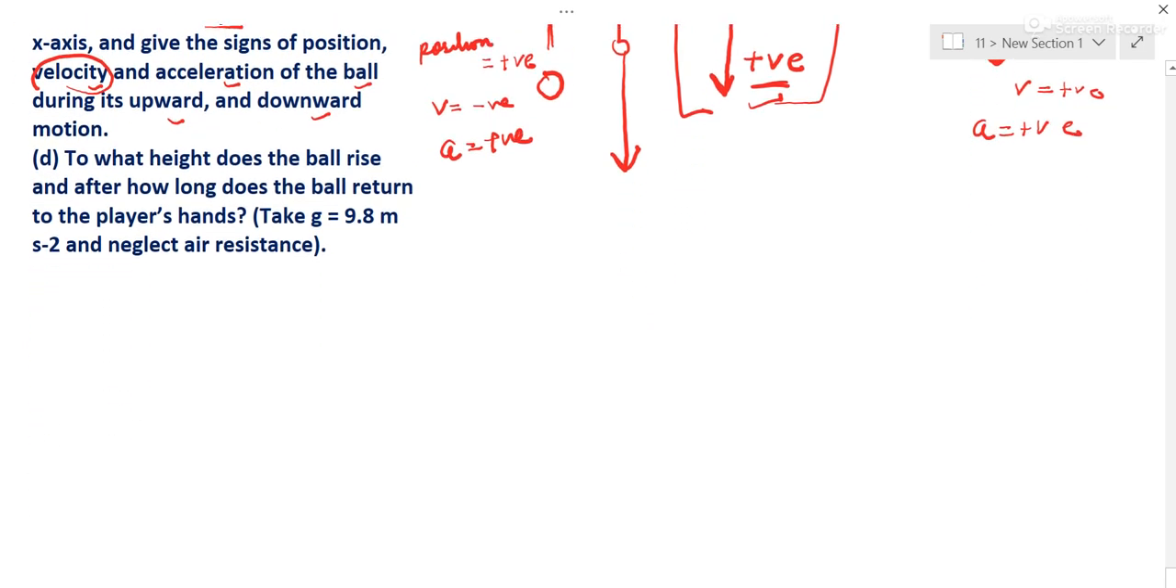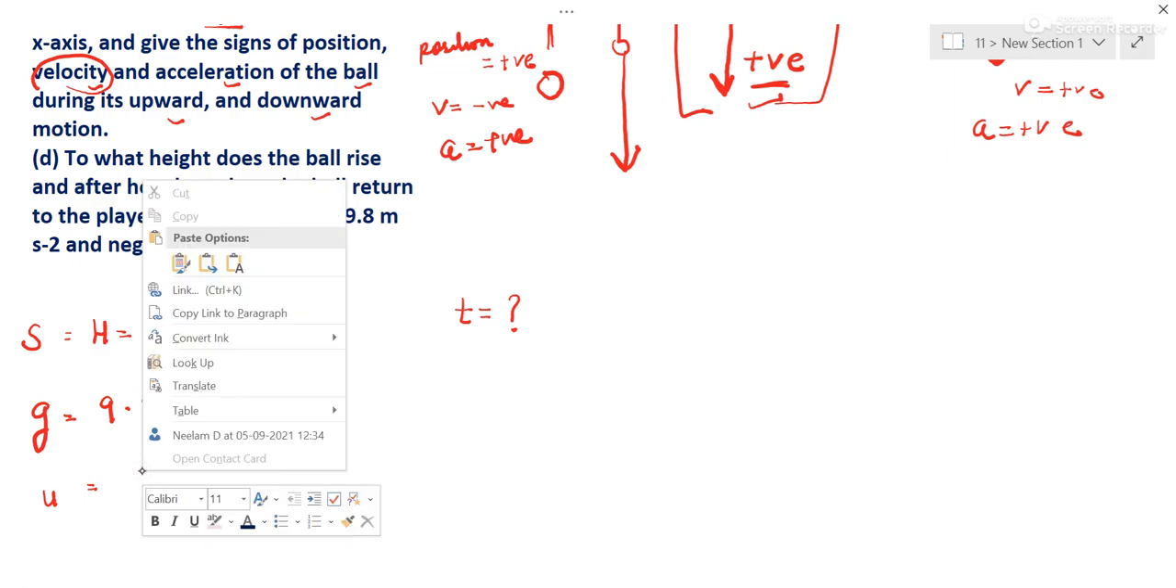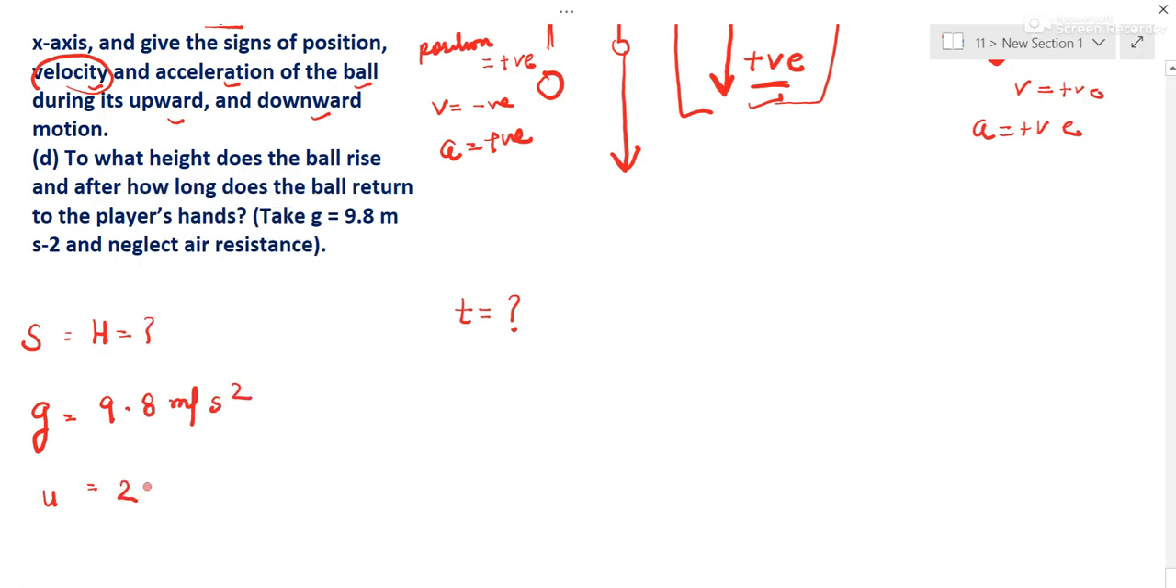Now let us see the last part. To what height does the ball rise? Height is to be calculated, that is distance. And how long does it take to return? G they have given as 9.8 meter per second square, that is acceleration. And the ball was thrown with velocity of 29.4 meter per second.